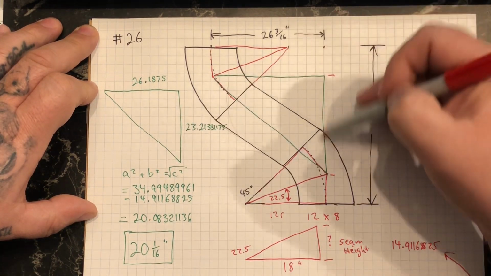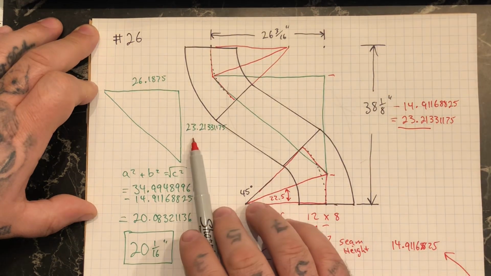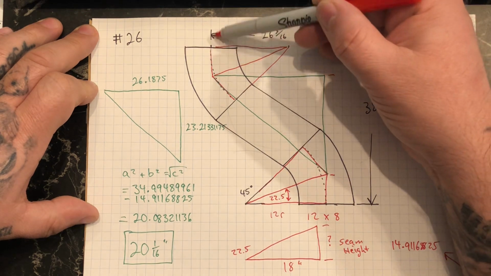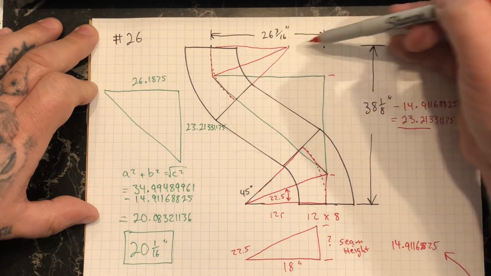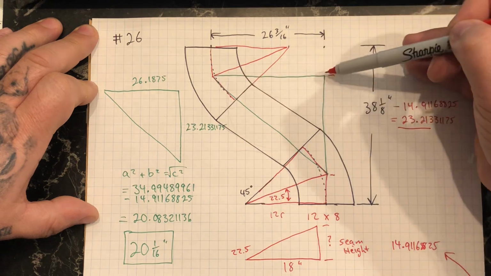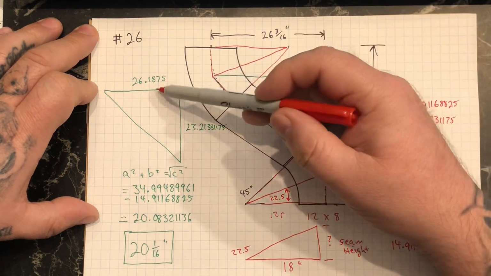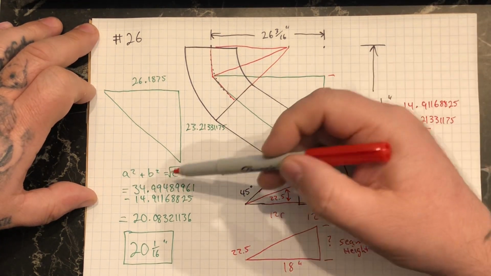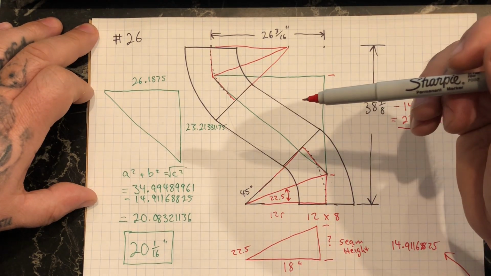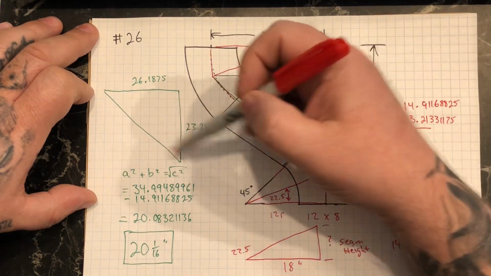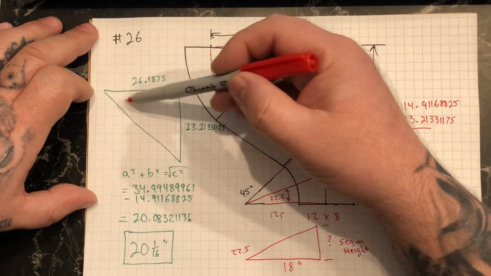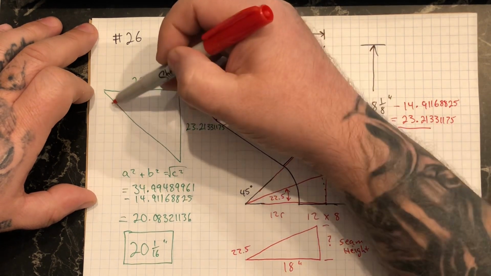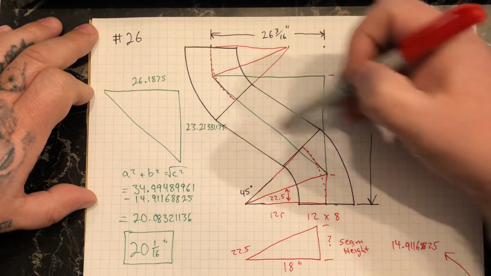So here's the green triangle I drew here. I pulled it out here, 23.21331175. And then from here to here does not change, the offset on the triangle. So this length here is still 26 3/16. I just changed it to a decimal there. Now it's going to be a squared plus b squared is c squared, or the square root of c squared. So that gives you 34.99489961.